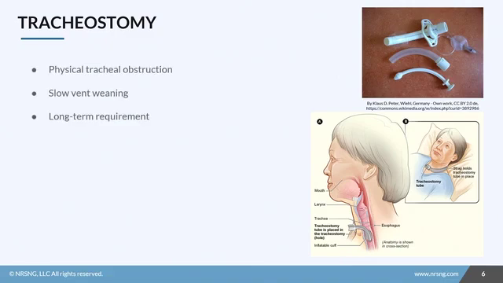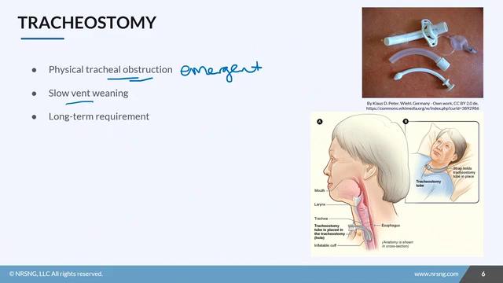Now, the last advanced airway is the tracheostomy. There's a variety of reasons why we might need to use this, and you may even see an emergent tracheostomy done for somebody who has a physical airway obstruction that we can't remove any other way. We'll also use a tracheostomy for patients who are struggling to wean off of the ventilator.